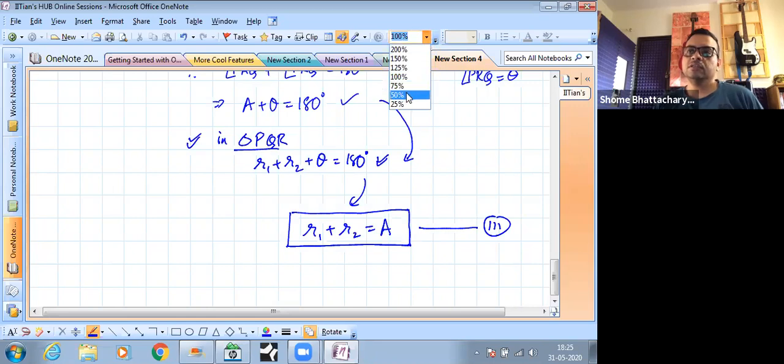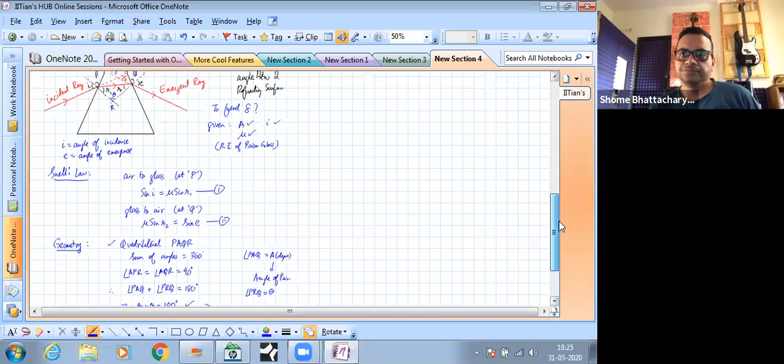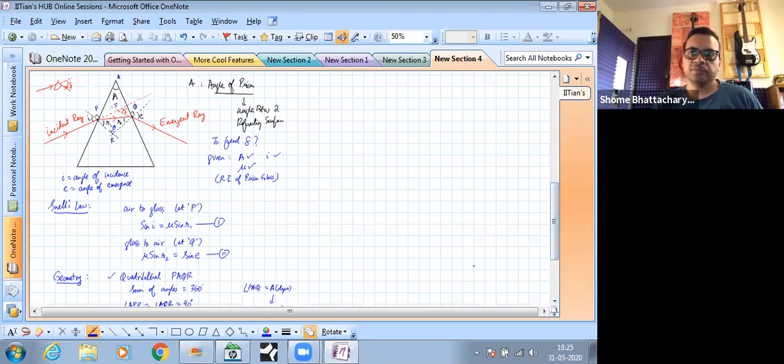So I will just leave you to note down this part first. First, just make a note of this diagram and the Snell's law equations. Then you can note down the geometrical relations below. Remember what is happening: we are solving for delta, and we are given the values of A, mu and the angle of incidence.